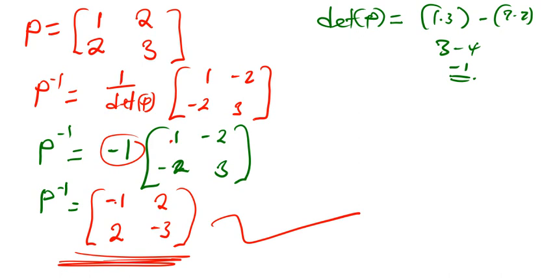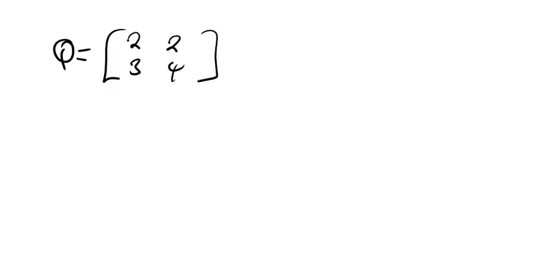Now, if you have gotten the logic, let's try to answer this. Let's say we have matrix Q, given that matrix Q is 2, 3, 2, 4. Now find the inverse and give me the answer in the comment section. I'll be able to check it out. So this is basically how you can find the inverse of a 2 by 2 matrix.